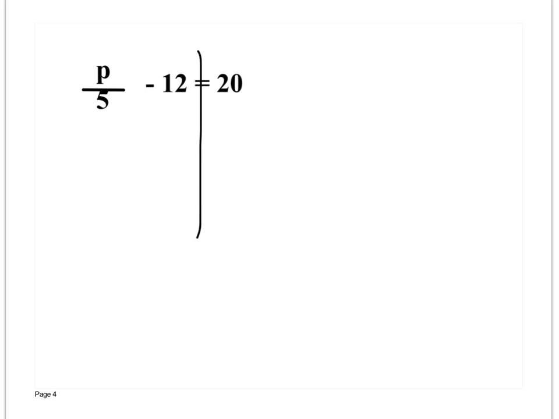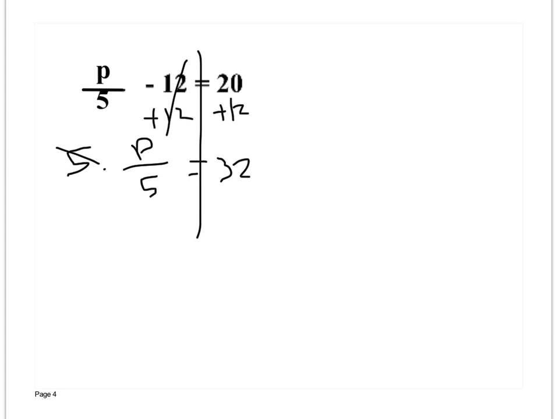So I look at what's being done to p. It's p divided by 5 minus 12. So as Evan said, I would add 12 to both sides to get rid of it. So we have 32 on this side. We have p over 5 on this side. So since I have p divided by 5, to get rid of the 5, I have to multiply by 5. And 32 times 5 is 160.